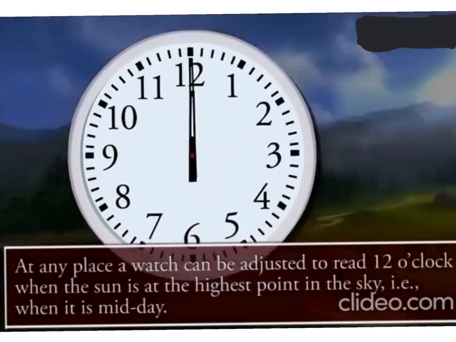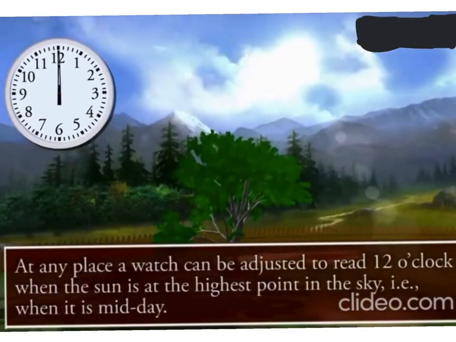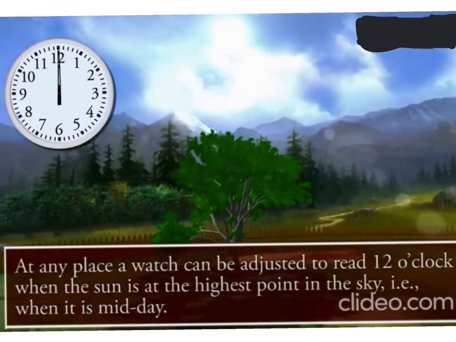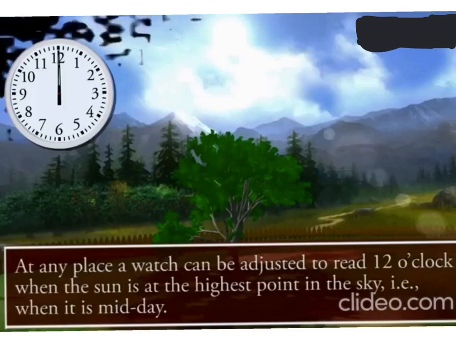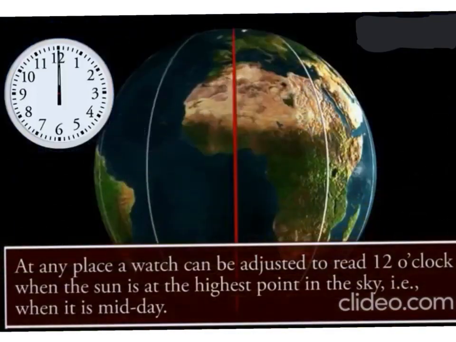At any place, a watch can be adjusted to read 12 o'clock when the sun is at the highest point in the sky, that is, when it is midday. The time shown by such a watch will give the local time for that place. You can see that all places on a given meridian of longitude have the same time.